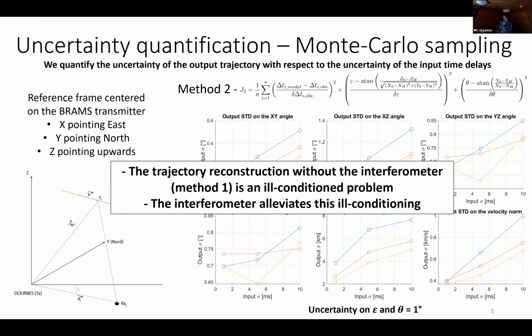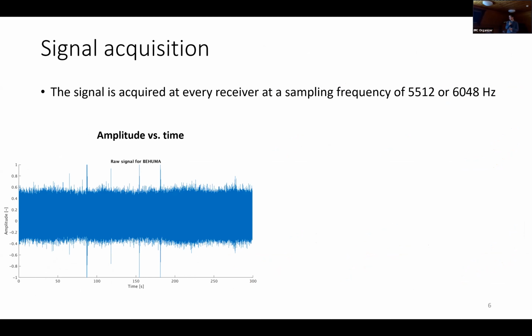is also very good. So the takeaway message of this is that method 1, so using time delays only, is a very ill-conditioned problem, and this is just intrinsically what happens. However, when we use interferometric data, that completely alleviates this ill conditioning. That shows basically the importance of having an interferometer in such a forward scatter setup.